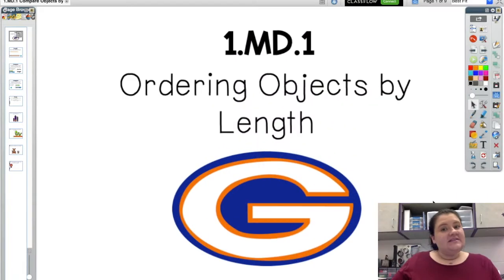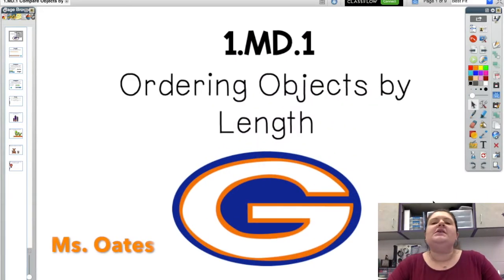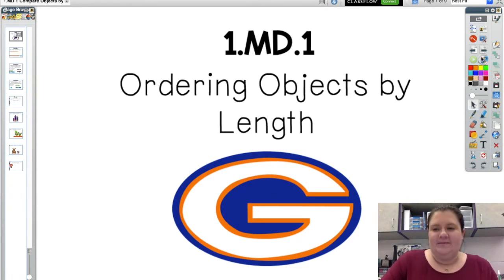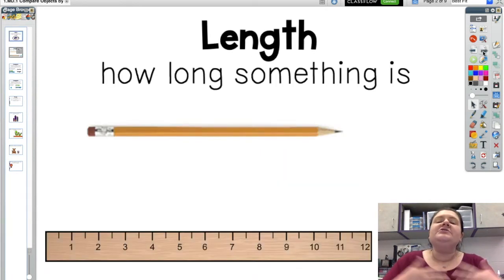Boys and girls, it is Miss Oates, and today we're going to be talking about ordering objects by length. So let's go over some vocabulary terms. All right, so when we're talking about length, we're determining how long something is. Now, when you get into second grade, you're going to be using rulers to find out how long an object is.